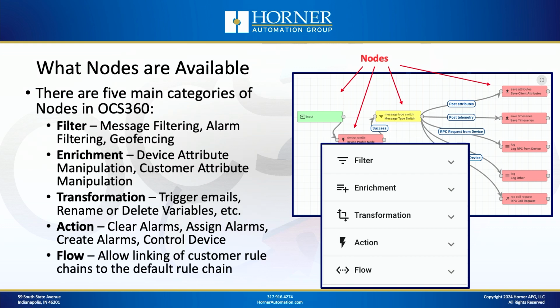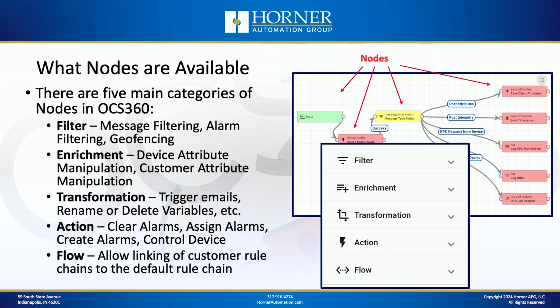Transformation. Well, you can trigger an email. You can rename or delete variables, all those sorts of things. Why would you want to delete a variable? Well, maybe after you push a variable in to OCS 360, you want to monitor that variable, but then you want to delete it before it actually gets recorded. Maybe you don't want to bother recording that for the 5 years of maximum recording. So that would be a reason to do that, for instance.